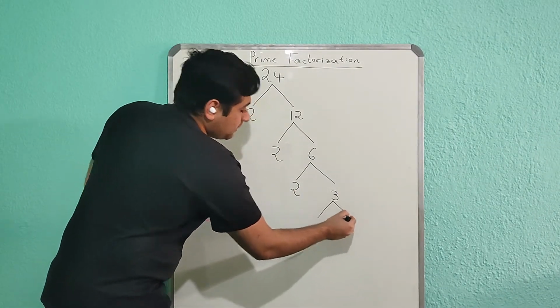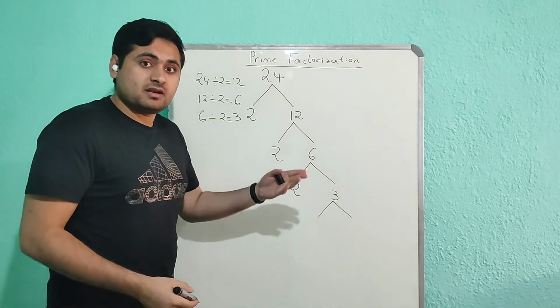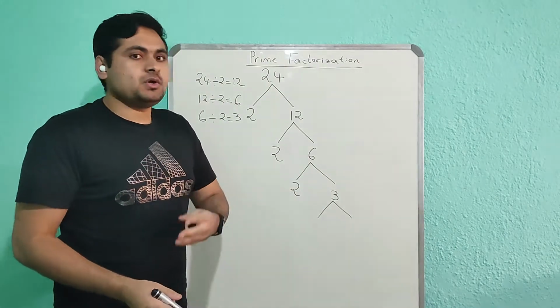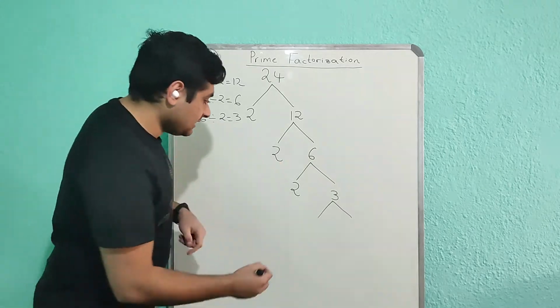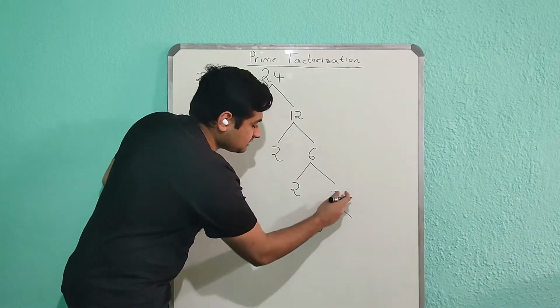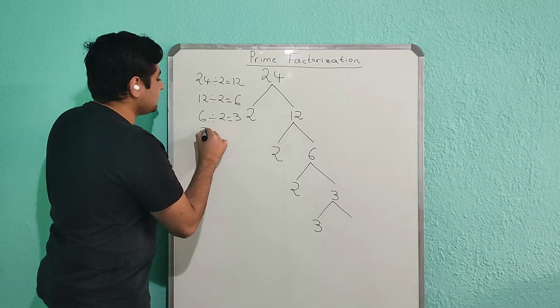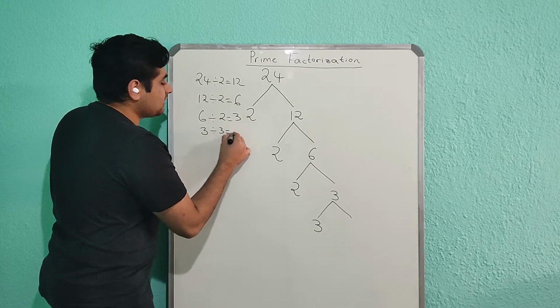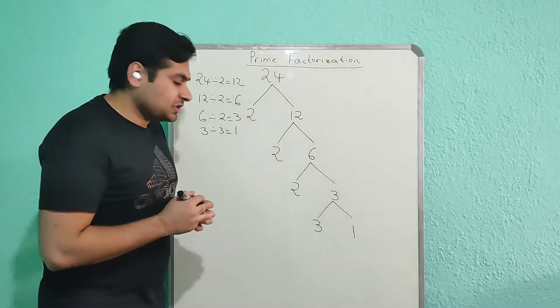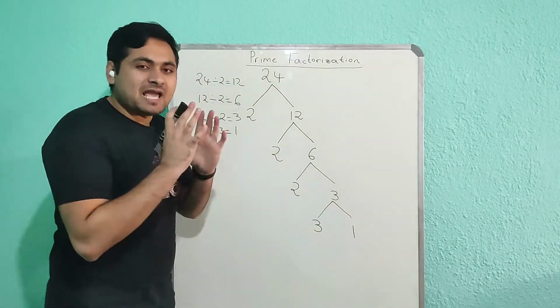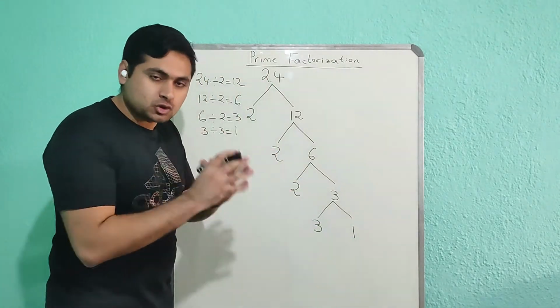Now we got a 3 here. The end number is 3. Is 3 divisible by 2? No, 3 cannot be divided by 2. So therefore we write what? We write a 3, because 3 divided by 3. So what is 3 divided by 3? The answer is 1. Therefore we have a 1 here. So the moment we reach 1, we know that's the end of our prime factorization. So we need to stop there.